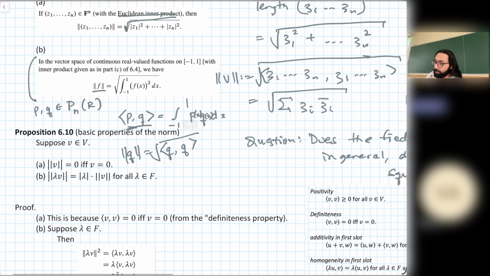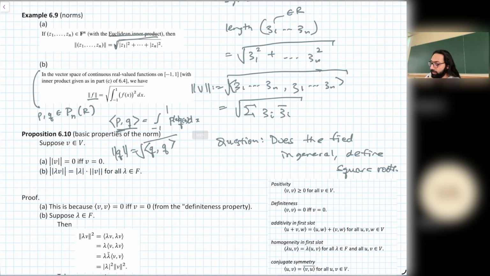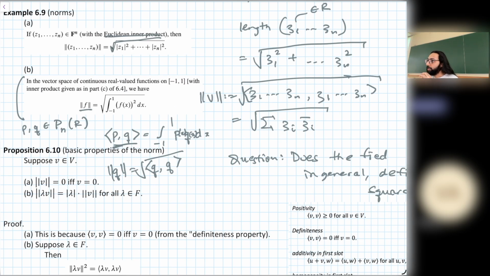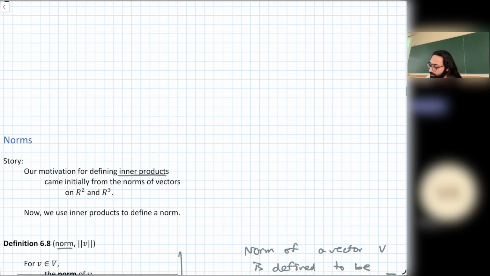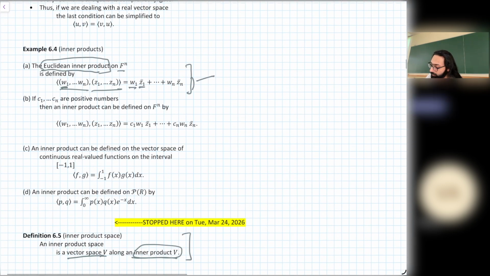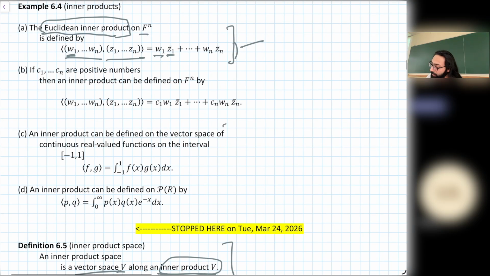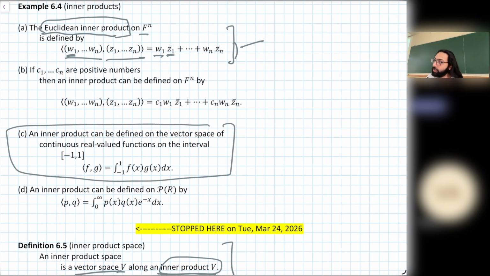Why is the interval not square? You can have whatever definition you want. This was because we were using, in the vector space of continuous real valued functions on -1 to 1, the inner product given as in part C of this example. This was the example we looked at last time. It is just the definition of the inner product. Any questions otherwise besides this?